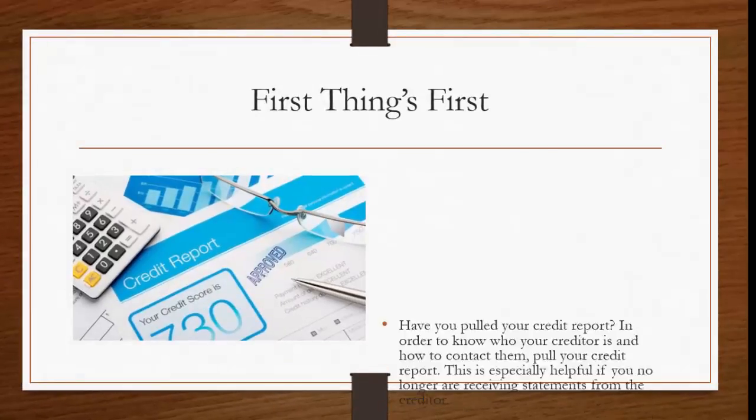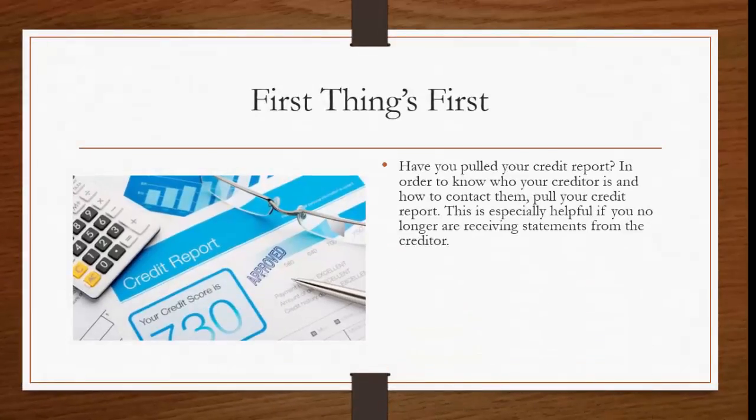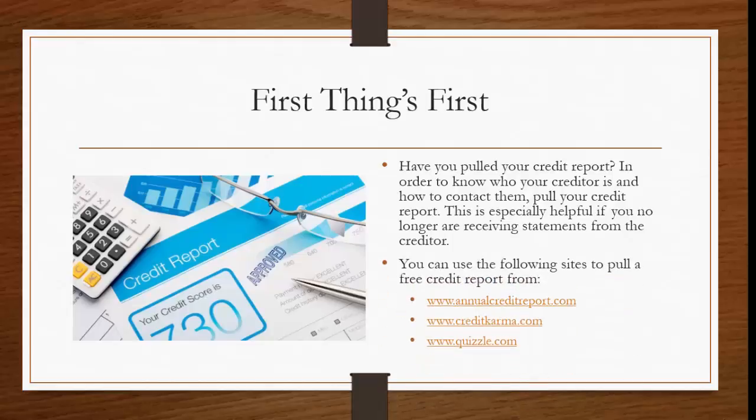First things first. Have you pulled your credit report? In order to know who your creditor is and how to contact them, pull your credit report. This is especially helpful if you no longer are receiving statements from the creditor. You can use the following sites to pull a free credit report from: annualcreditreport.com, creditkarma.com, and quizzle.com.